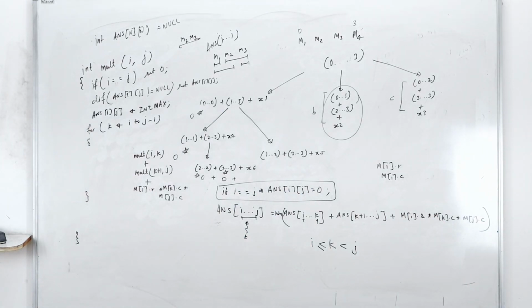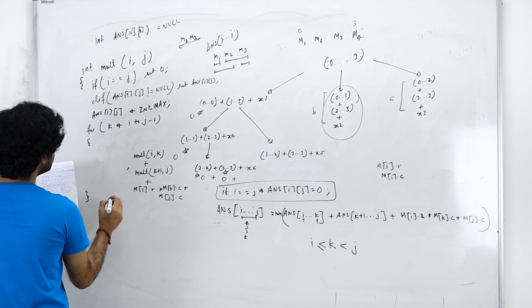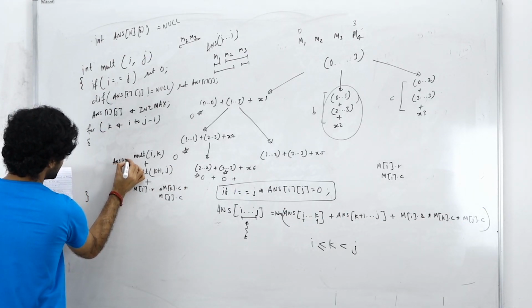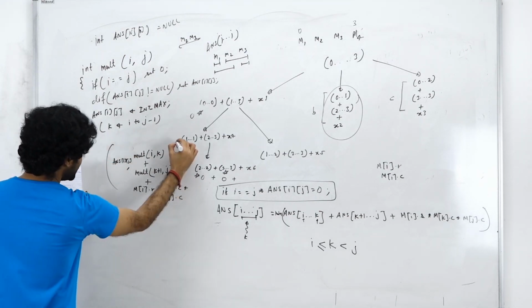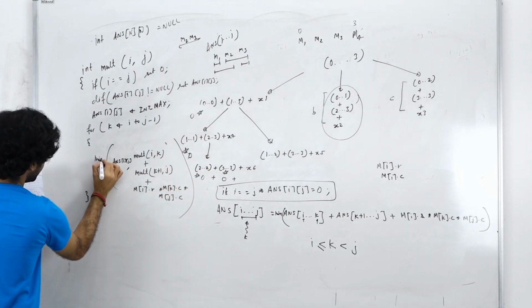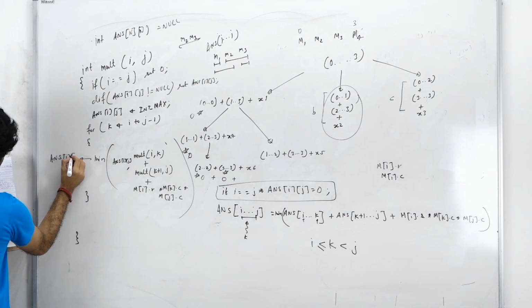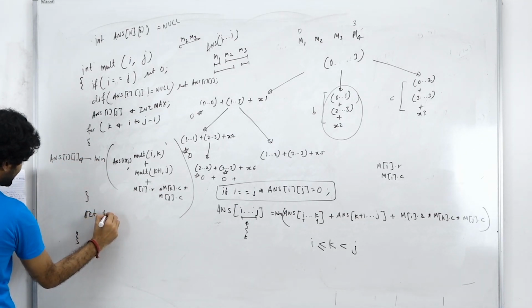Does this make sense? Yes or no? Right? And now whatever will be the value of this, if that value is smaller than the current value of answer ij, then I would update answer ij. So my answer ij will always be the minimum of this. Whatever is the minimum of this, that will go here. And then finally here I will return that answer ij.